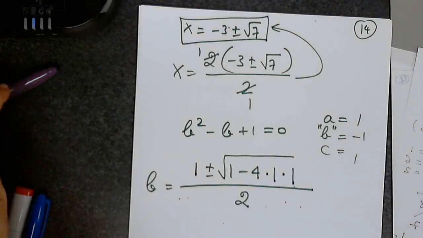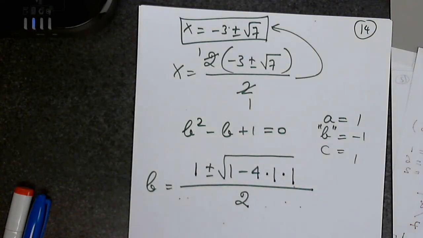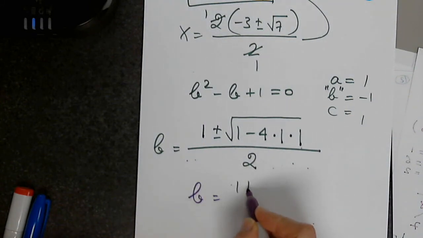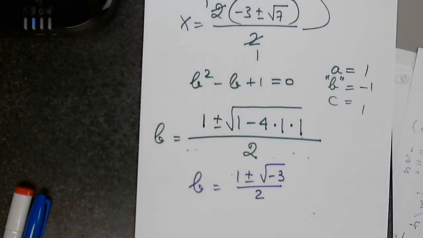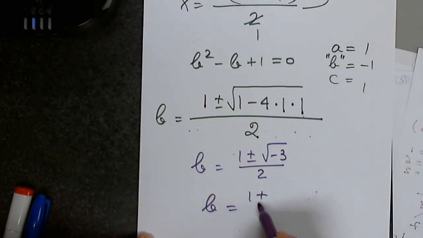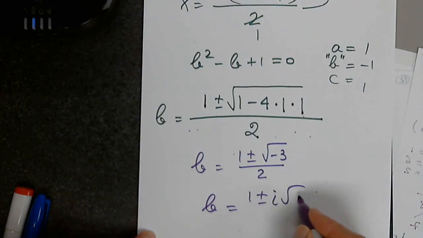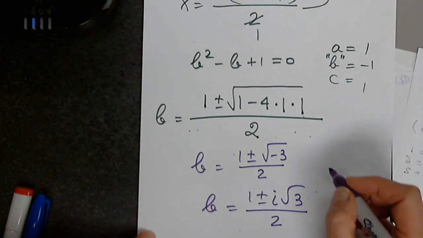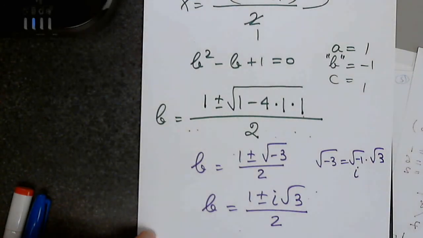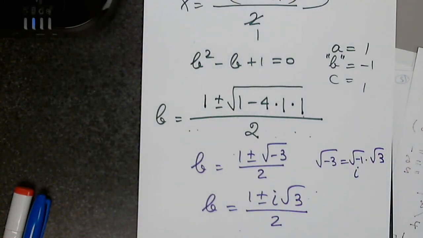So what do I have under the square root? I have 1 minus 4. How much is 1 minus 4? Right, so then the answer is 1 plus or minus the square root of negative 3 divided by 2. But I know how to replace the square root of negative 3. So then b equals 1 plus or minus i the square root of 3 divided by 2. Again, the square root of negative 3 is the square root of negative 1 times the square root of 3, and this is i. So we have the solutions to that.